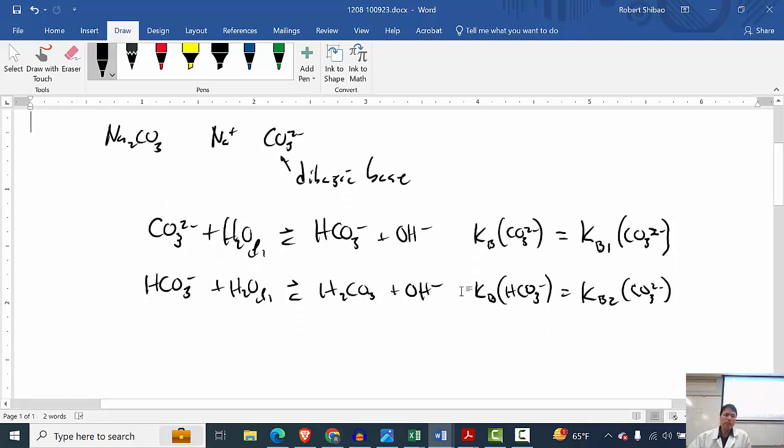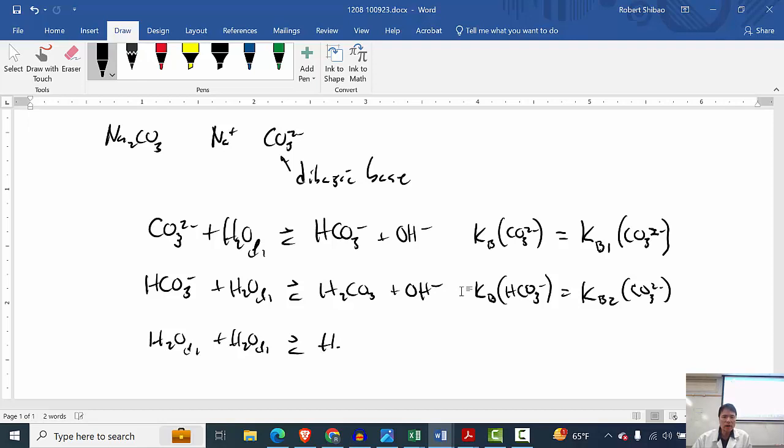And it turns out we also have to worry about water, that is Kw. And so if I look at Kw, it'll be H2O liquid plus H2O liquid. We're going to have auto ionization to form hydroxide. And so there are three hydroxide contributors to this system. And so for bases, we look for all the hydroxide contributors.